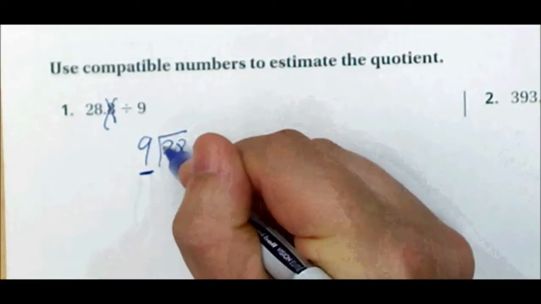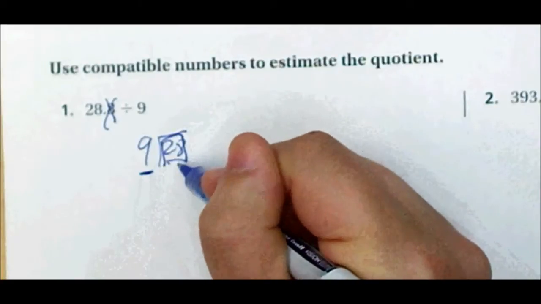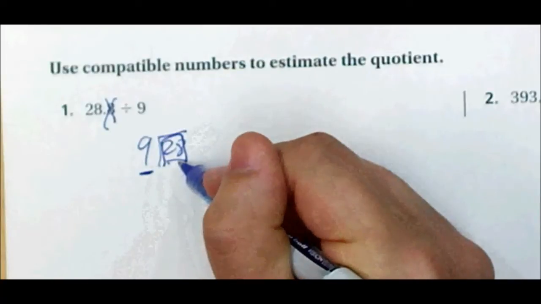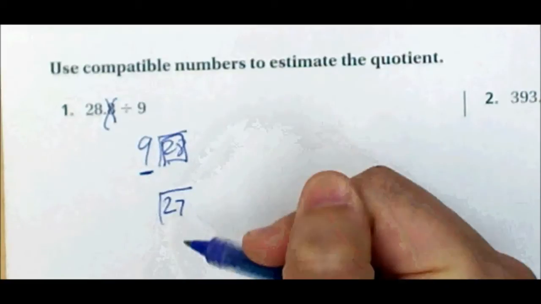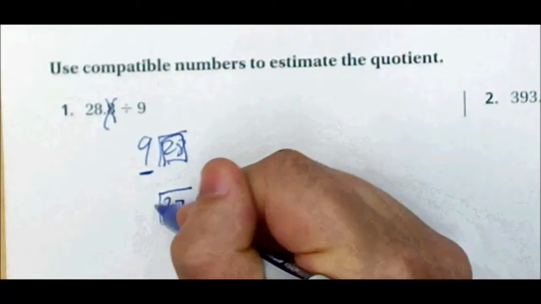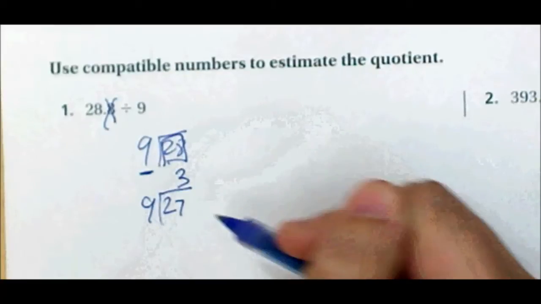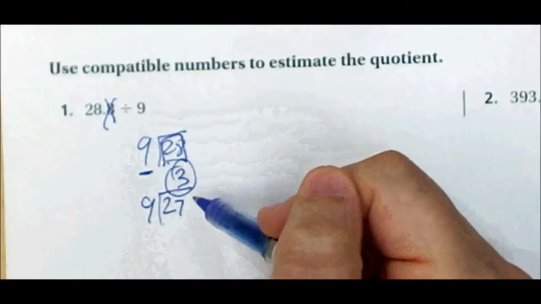So I look at this 9 and I compare it to the 28 here. Now I think about my 9s tables and what multiple of 9 is close to 28, and I come up with 27. 27 is divisible by 9, and 9 goes into 27 3 times. That's my answer. 28.8 divided by 9 is about 3.